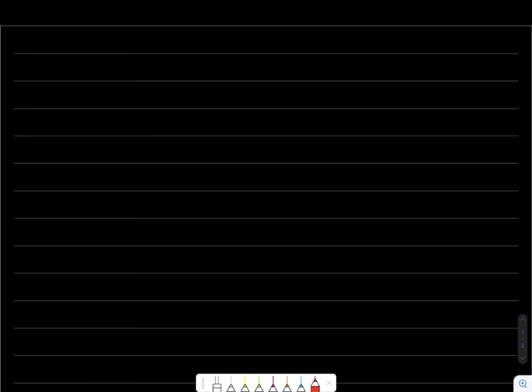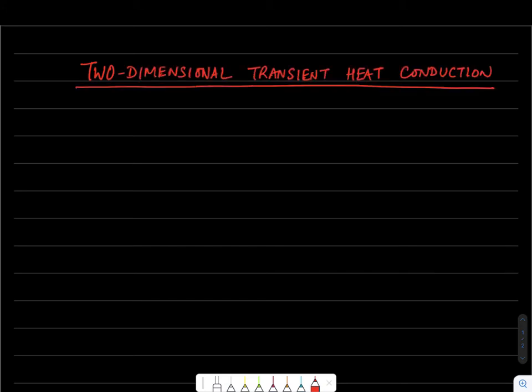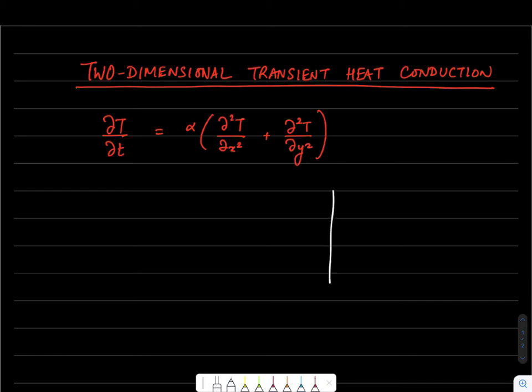In this lecture, I will talk about two-dimensional transient heat conduction. Now note that the governing equation that we are trying to solve will be of this type. We'll have the time rate of change of temperature is alpha times d2T/dx squared plus d2T/dy squared, and we will be typically solving this over some two-dimensional body where I can define the coordinate system in a certain way and with some given boundary conditions.